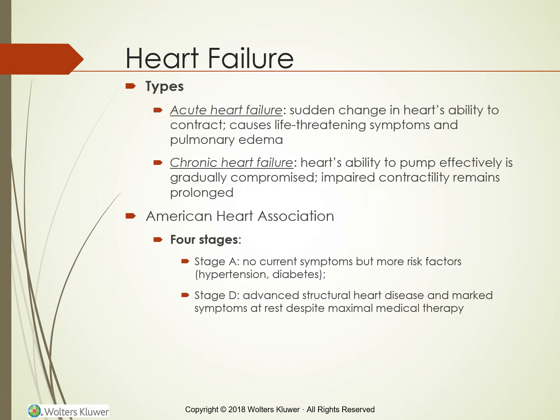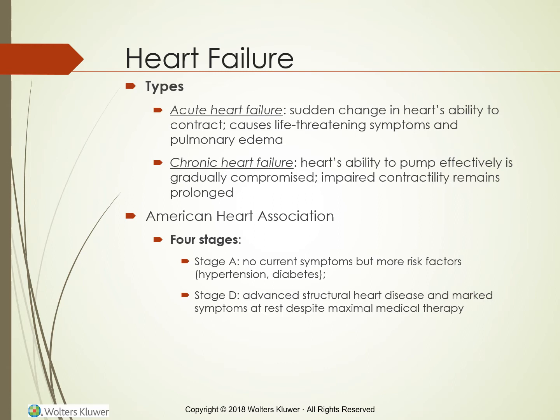Types of heart failure. One way to classify heart failure is by how it develops, acute or chronic. Another way to classify it is by location, right-sided or left-sided. Acute and chronic heart failure. Acute heart failure is a sudden change in the heart's ability to contract. It can cause life-threatening symptoms and pulmonary edema. Chronic heart failure occurs when the heart's ability to pump effectively is gradually compromised and its impaired contractility remains prolonged.